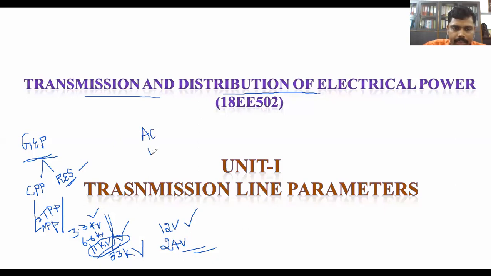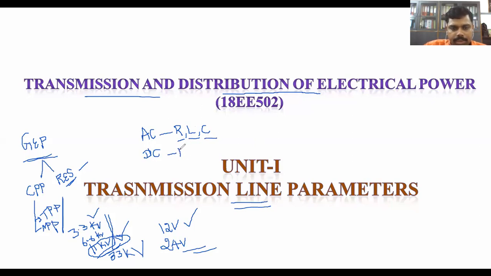Again, here the supply systems are classified into two types: one is the AC supply system, another one is the DC supply system. The first unit is transmission line parameters. What are the parameters in the AC transmission line? There are three parameters: R, L, and C, that is resistance, inductance, and capacitance.